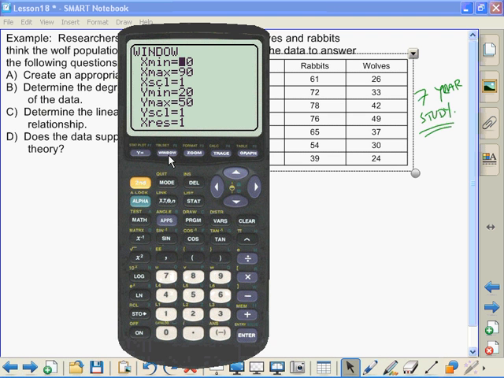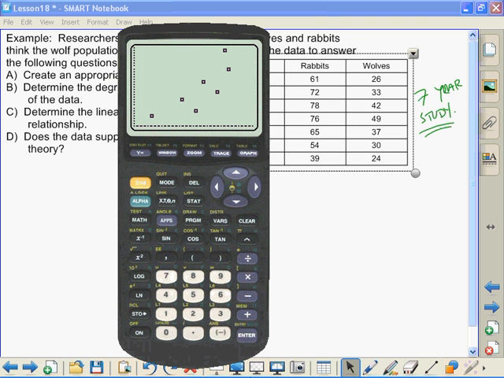Okay, your next step is to go to the window, and the window, when I'm looking at my rabbits, I see that it looks like the smallest number was 39, upper number was 78. So I've gone 30 to 90. You can really pick whichever range you want. You want to make sure all the data is represented so you can see all the points though. Y min, Y max. Again, 24 was the minimum, so I picked 20, and 50 seemed to cover the upper end. So now I go to graph it, and that's what my scatter plot looks like.